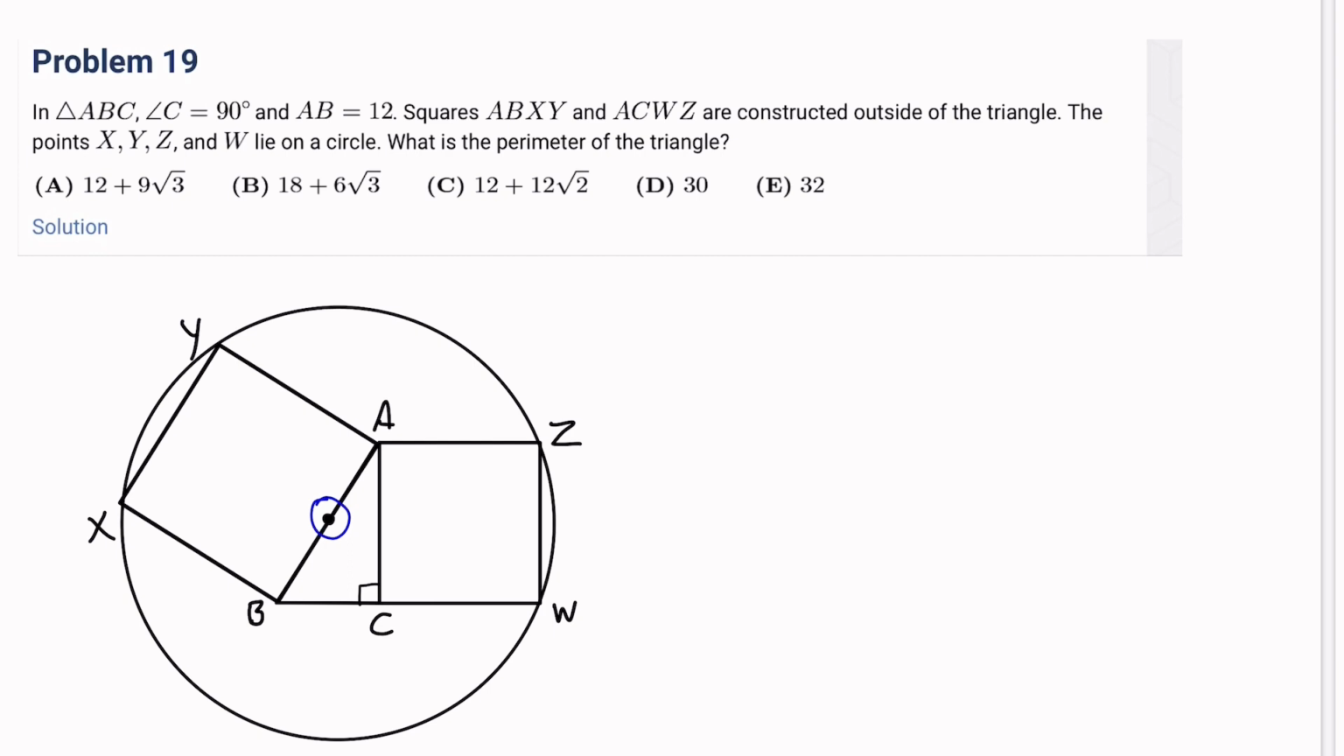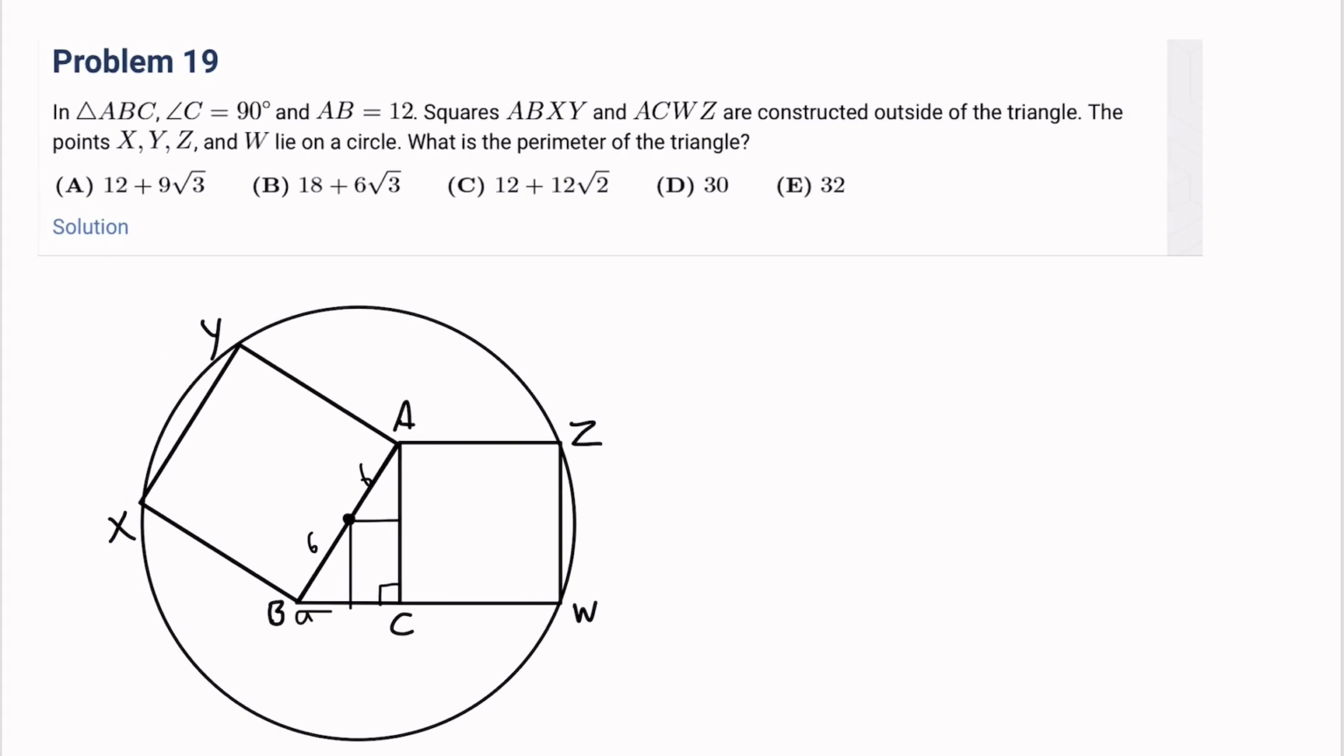And now what we have to get is the perimeter of the triangle. We know that AB is 12, so this much is 6. Let's put in 6 and 6. And what we can do is draw a midpoint line like that to BC and AC, right? If we do that, this is what we get. Let's say that half of BC is A, so there will be 2 A's, and half of AC is B, so there will be 2 B's, right?